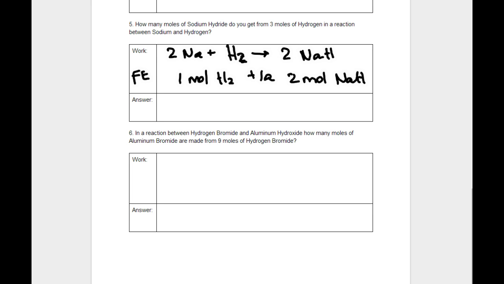So we have the number 5 reaction written out between sodium and hydrogen and balanced. We're comparing sodium hydride to hydrogen. And what it's saying is the number of moles of hydrogen as being 3, which means multiplying by 3. What's the moles of sodium hydride? So we're going to multiply that by 3, and we end up with 6 moles of NaH.